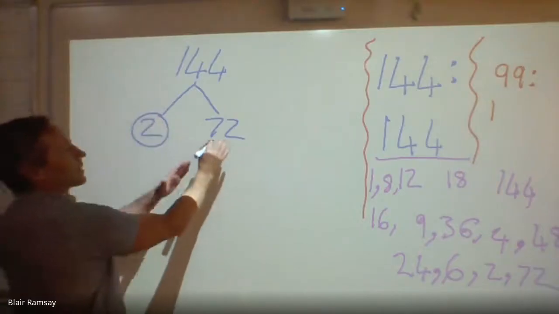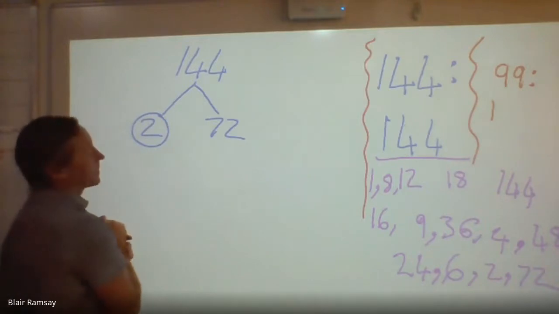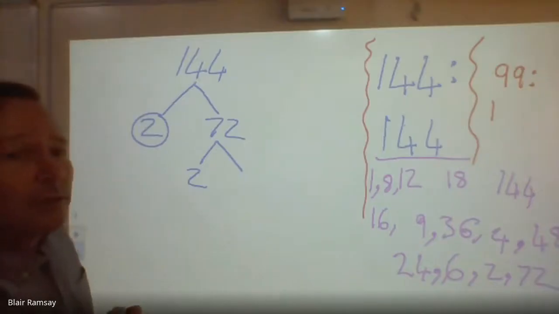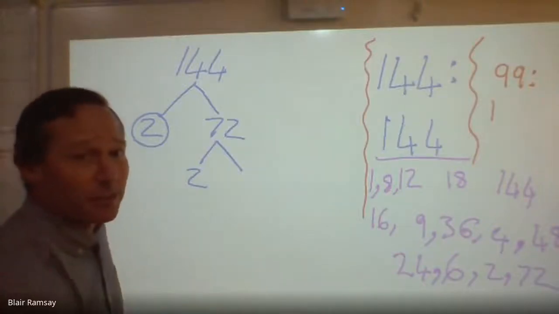And then circle the 2 because it's a prime number. Brilliant. And then what would I break this one down into? And then I'll break it into 2 and 37. Okay, stop right there. 37. Are you sure? You could be right. Don't let me confuse you.